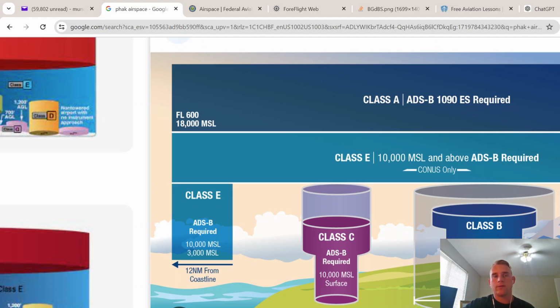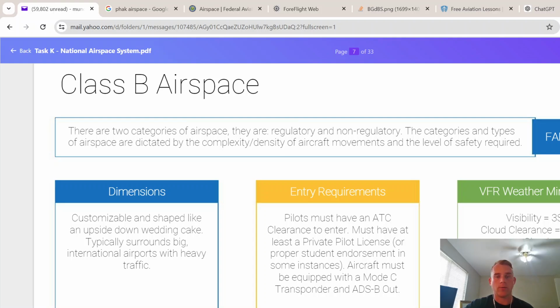Each Bravo airspace doesn't look exactly the same as the other. It is tailored to its environment and its needs, okay? And it goes from the surface up to 10,000 feet MSL. It generally spans about 10 nautical miles wide, if I remember correctly.